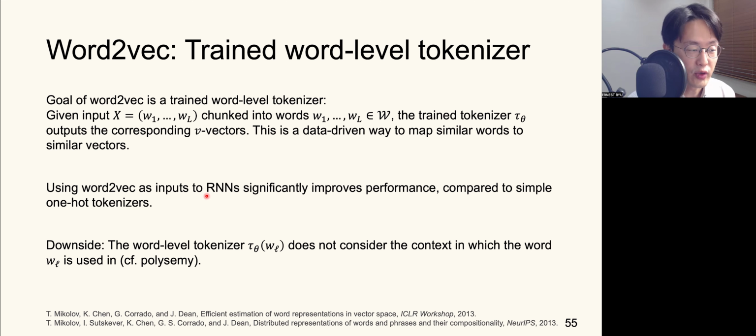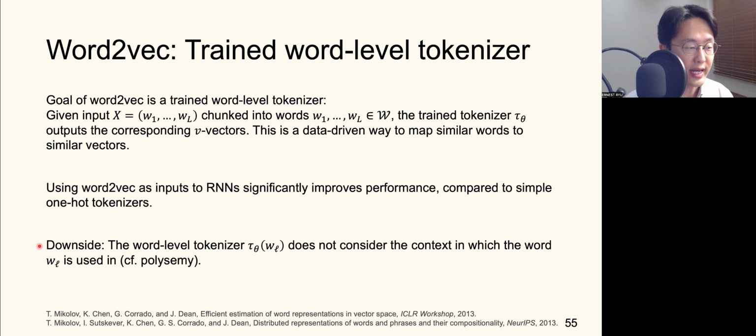Whereas if you use word2vec, the words cat and feline will map to similar vectors, and the word truck will be mapped to a completely different vector. When you use this trained word-level tokenizer, namely word2vec, as the input, the RNN starts out with already this rich information in terms of the similarity and dissimilarity of certain words.